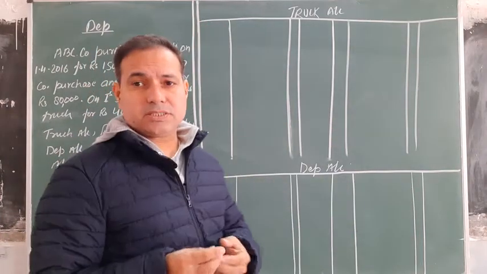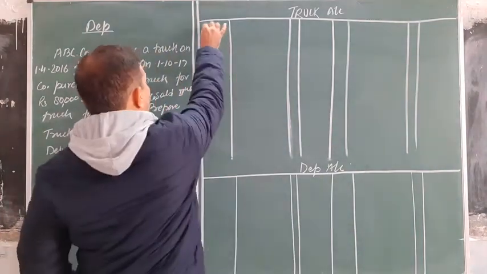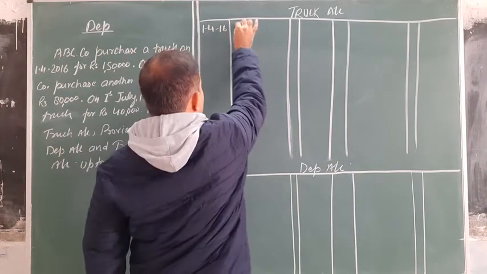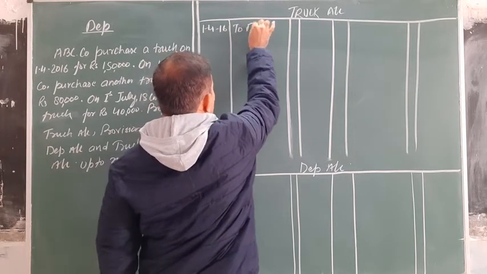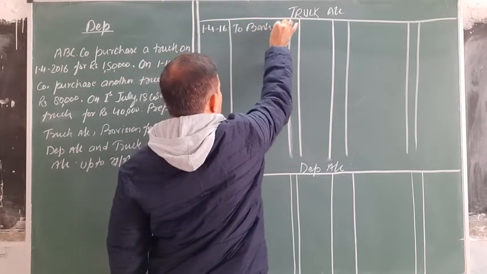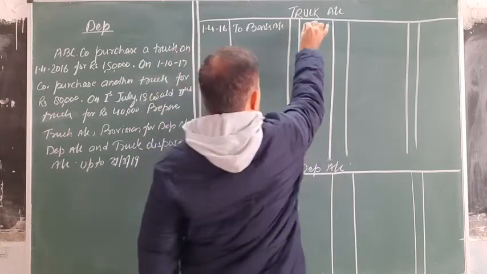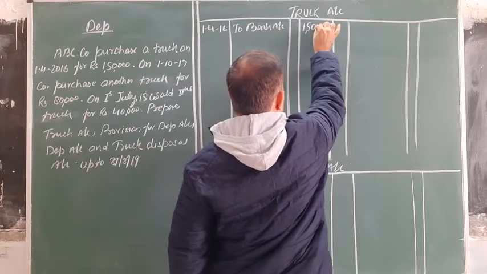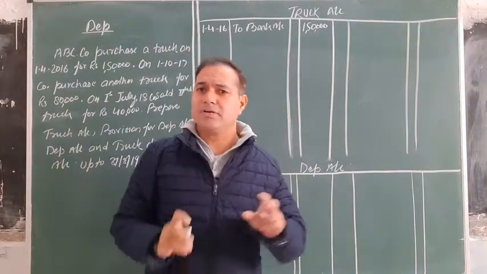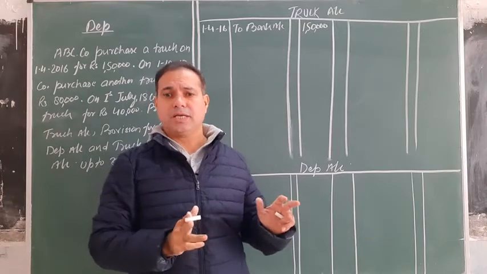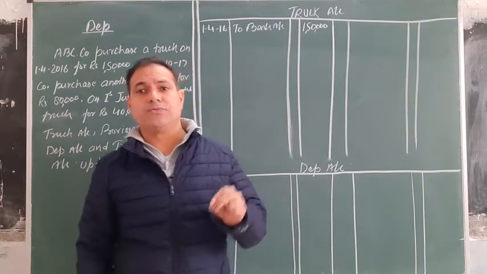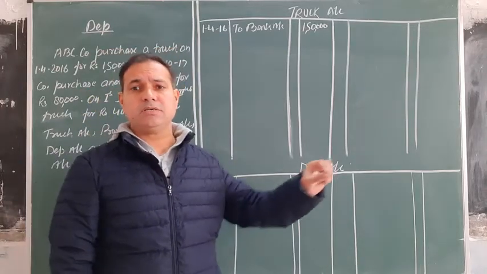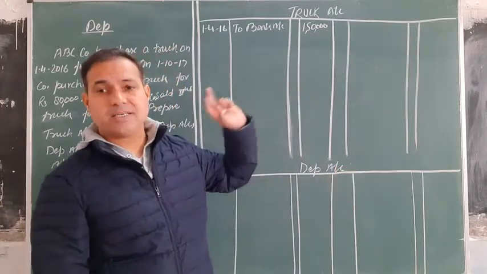So the company purchased the truck on 1st April 2016. When we purchase a truck, we will write to bank account 1,50,000. Nothing happened in the first year. We have charged depreciation at the end of the first year, but if we are preparing provision for depreciation account, then we charge depreciation in provision for depreciation account, not in truck account.